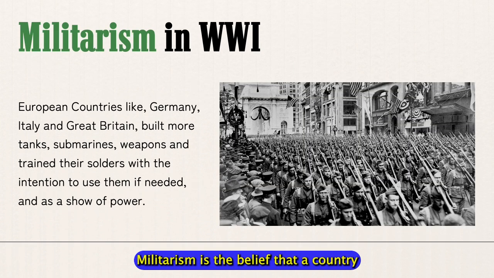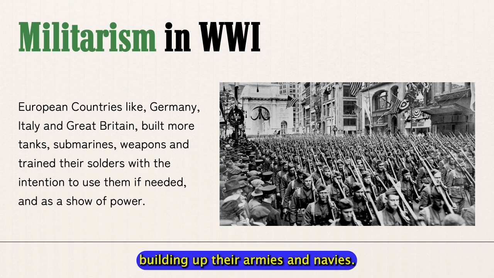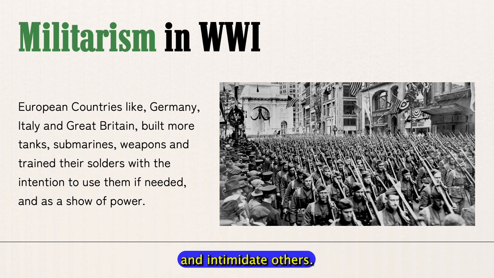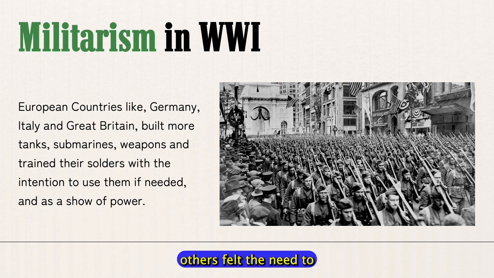Militarism is the belief that a country should have a strong military and be ready to use it if necessary. Before World War I, European countries like Germany, Italy, and Great Britain began building up their armies and navies. They created more advanced weapons, like tanks and submarines, and trained their soldiers to be prepared for war. This arms race wasn't just about defense, it was also a way for countries to show their power and intimidate others. As each nation strengthened its military, others felt the need to do the same to keep up.